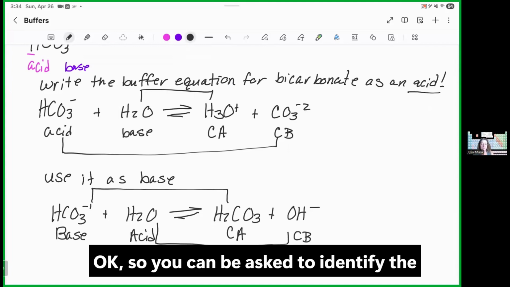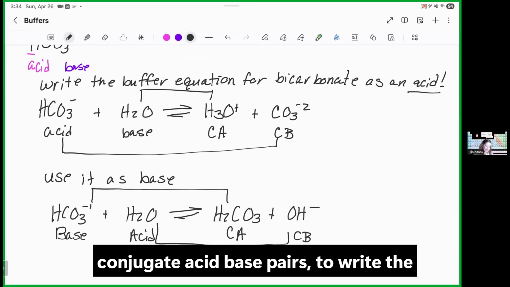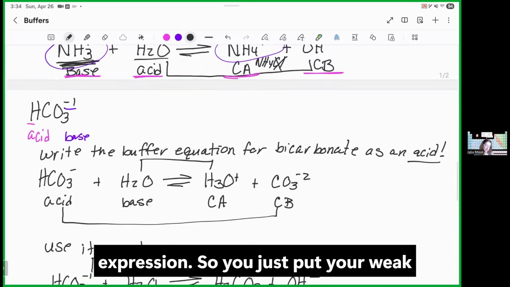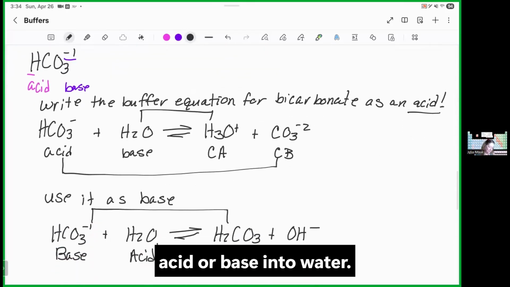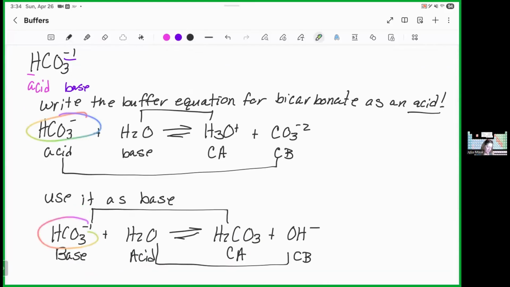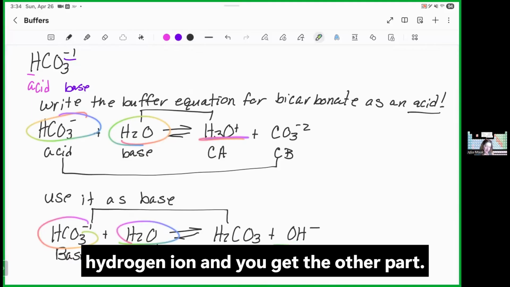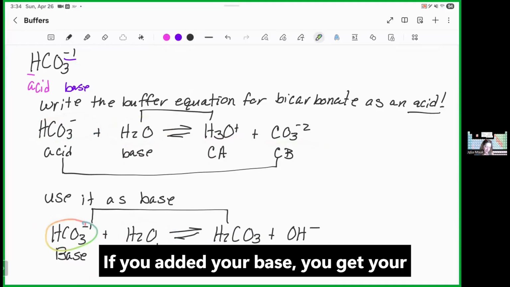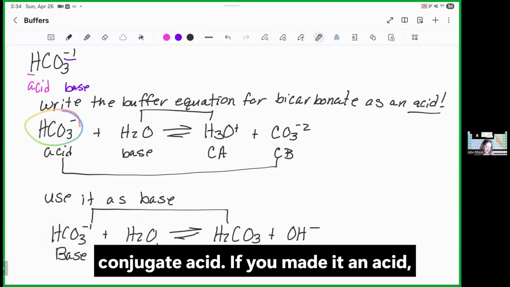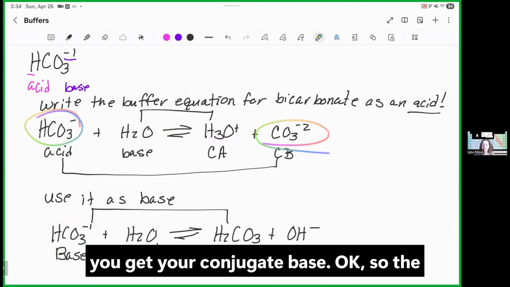Okay, so you can be asked to identify the conjugate acid-base pairs to write the expression. You just put your weak acid or base into water. Water either accepts or donates the hydrogen ion, and you get the other part. If you added your base, you get your conjugate acid. If you made it an acid, you get your conjugate base.